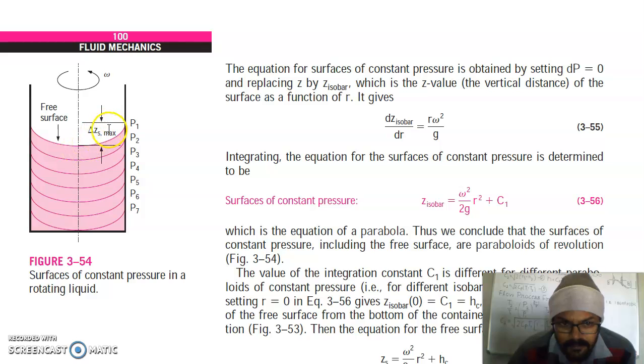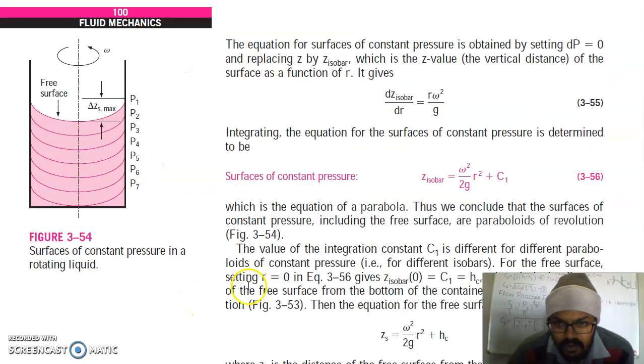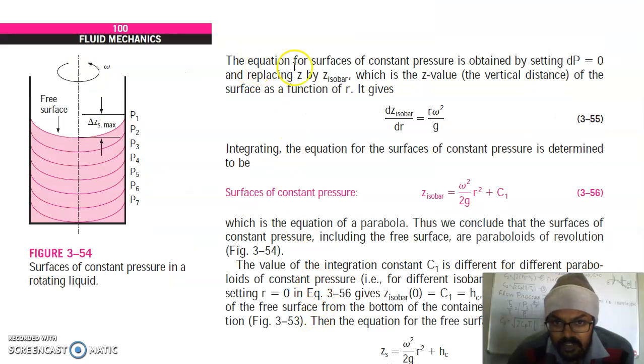Now in the same container, this line is the isobar, a line of constant pressure. This line has constant pressure throughout this surface. This is P2. These are constant pressure lines. So it means you can put dp equal to 0, and then dz becomes dz isobar. So the equation for the surface of constant pressure is obtained by setting dp to 0 and replacing z by z isobar, which is the z value of the surface as a function of r.